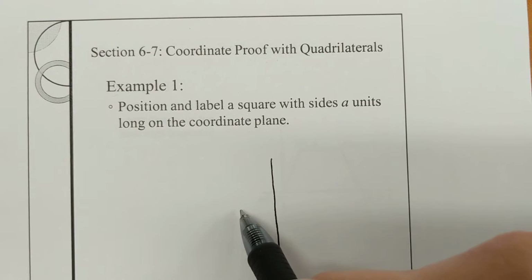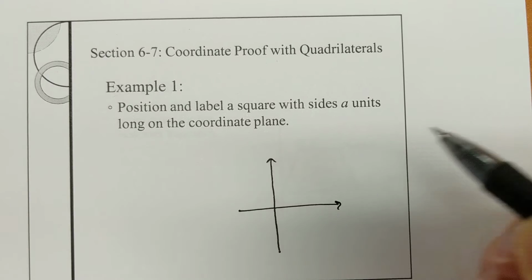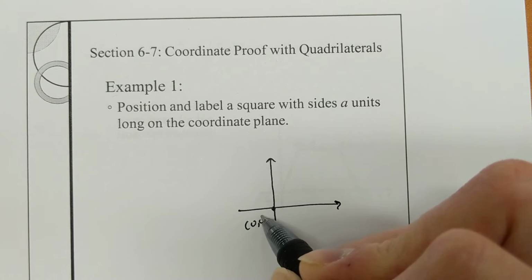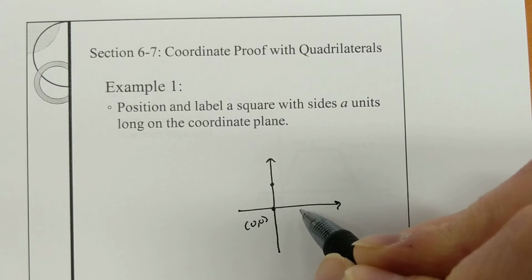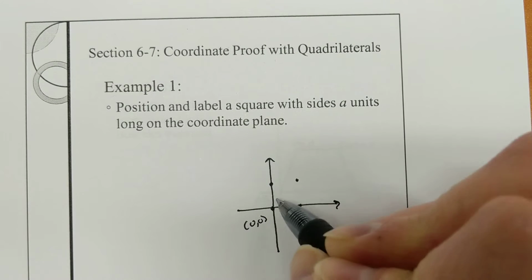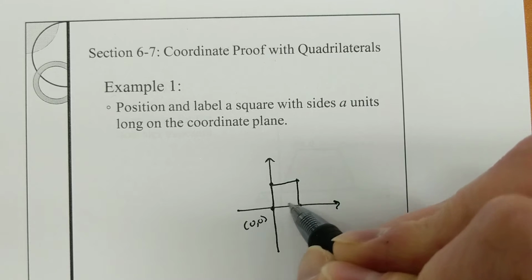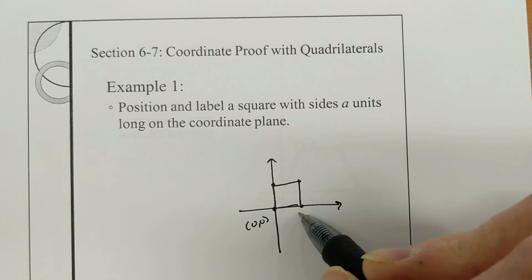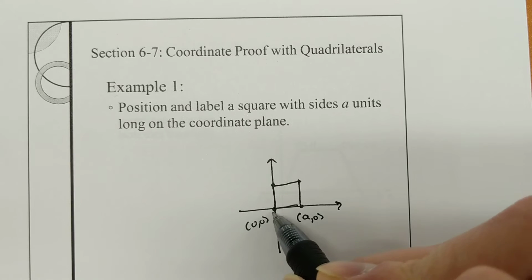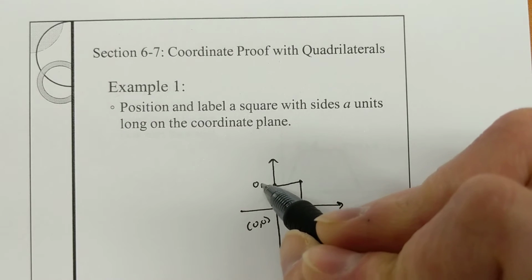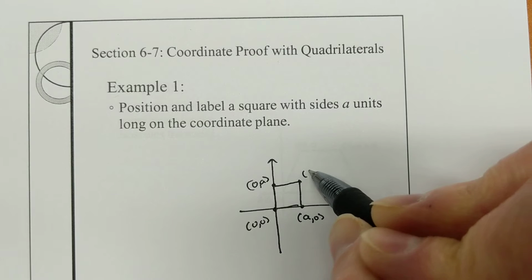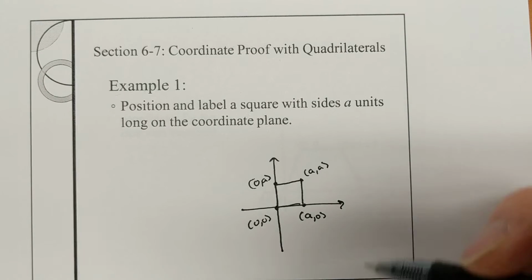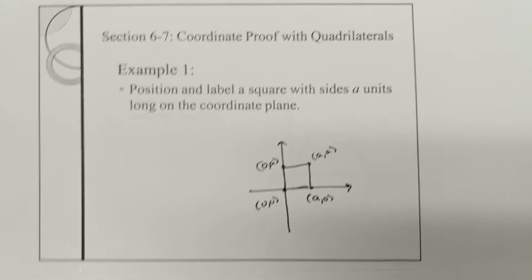So here's your lovely axes. Now if you get to place this wherever you want, the best place to start is down here in the origin. So there's one corner. Now if this is a square, I'm going to have 3 other points, so that side, that side, that side, that side. If each side is a units long, this point here is at a comma 0, because I want a units that way. This point is at 0 comma a. This point is at a comma a. And there's a square with a length sides on the coordinate plane.